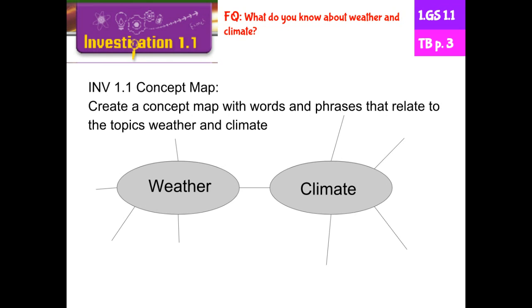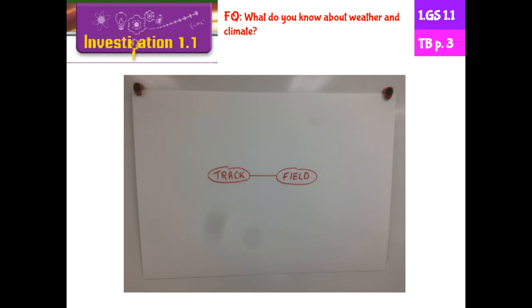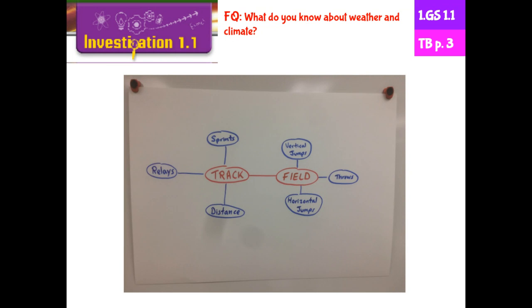Finally, we're going to do Investigation 1.1, a concept map within your group. You're going to create a concept map with words and phrases that relate to the topic of weather and climate. And here's your example of where to start. I created one on track and field to help you with this. So what I did was create 2 bubbles, track and field, similar to what you might do, weather and climate. And then I added what I knew about them.